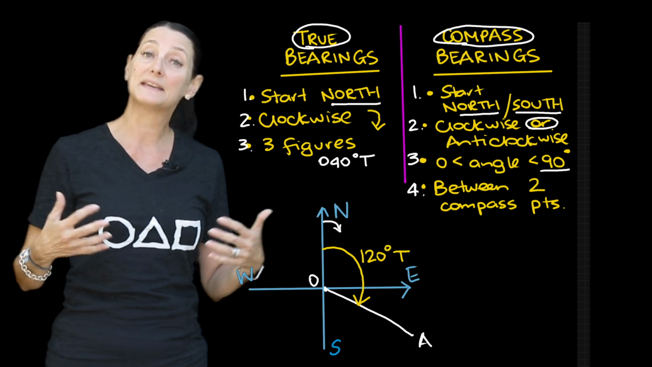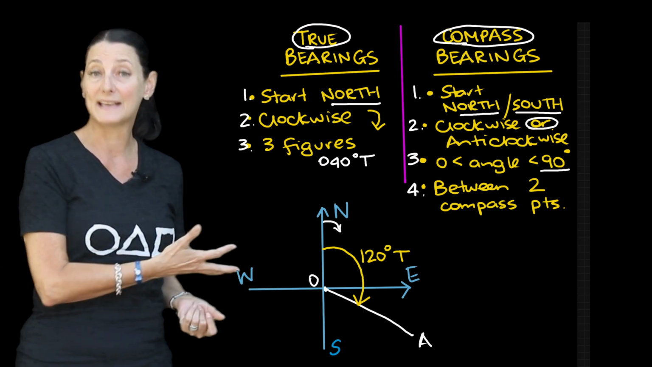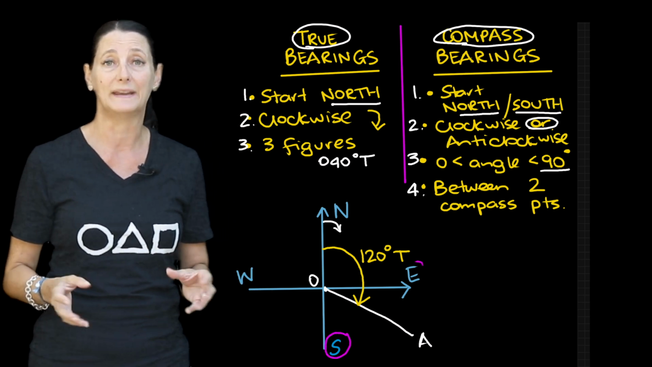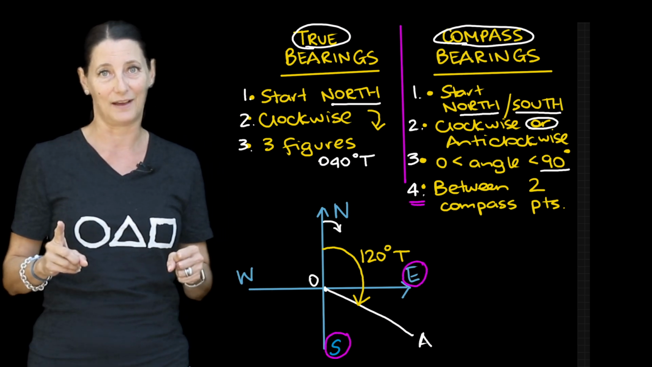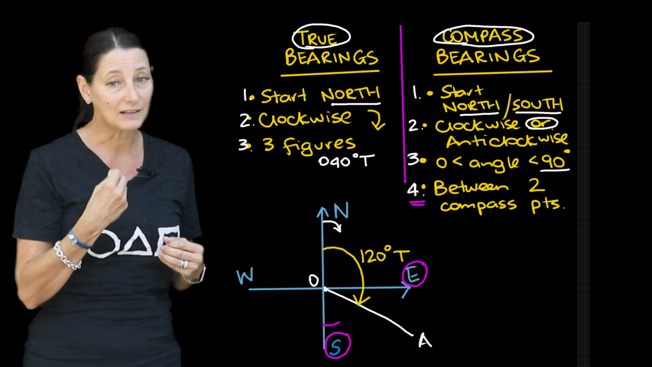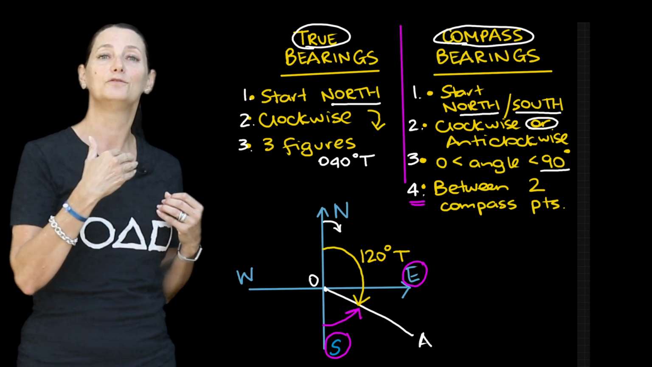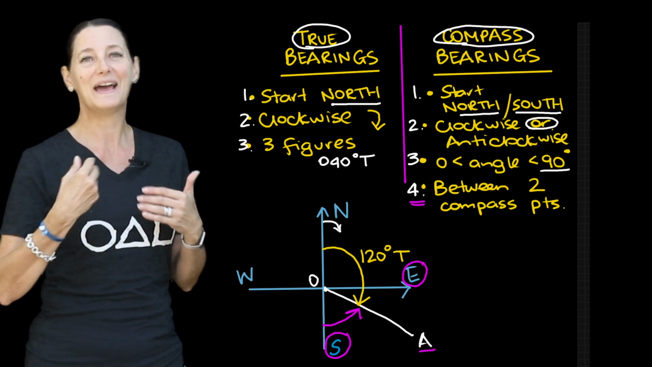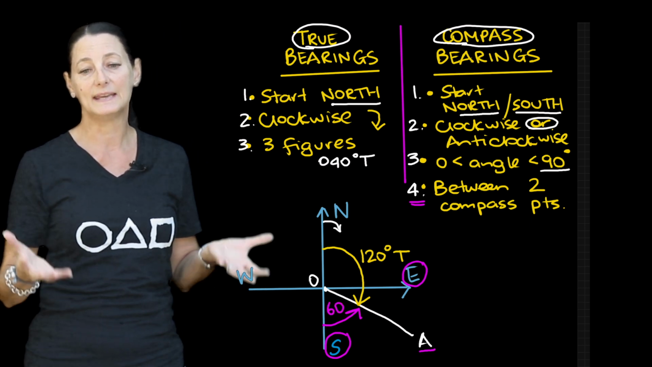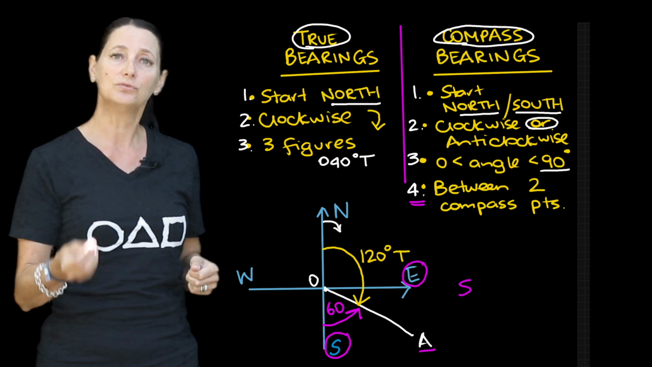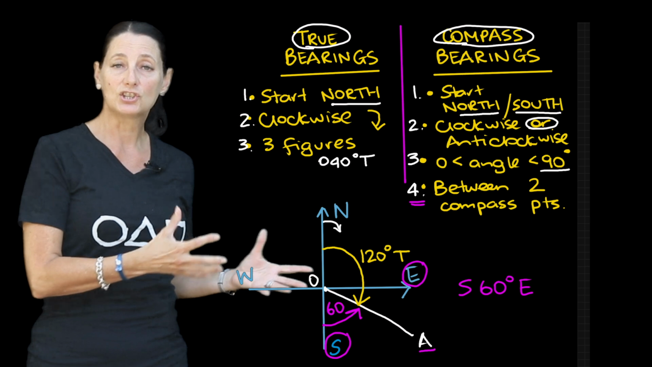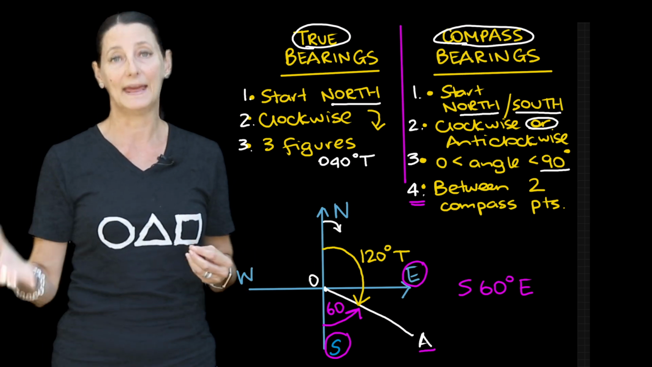But what if I said what is the compass bearing of A from O using this same example? Well, remember this time I've got to find what two compass points it falls between, and I have to start at either north or south. Well, it's nowhere near north, so I have to start at south. I'm going anti-clockwise because my ray is in the opposite direction. So as I go anti-clockwise, I need to go until I hit ray A, and as you can see, it's going to be a 60-degree bearing. So to write this one, we would write south 60 degrees east. Same picture, two different bearings, a true bearing and a compass bearing.